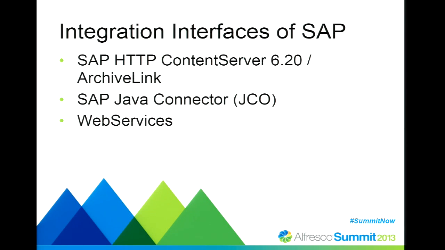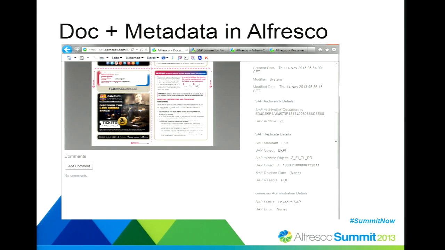So the integration interfaces, just a short summary. We have the content server and so-called ArchiveLink. We have the Java connector, and we also can use web services. Because Peter came in, we did a project together, and there we also exchange data based on web services, because it's an option that SAP also offers. But in the core product, we are using mostly these two options.